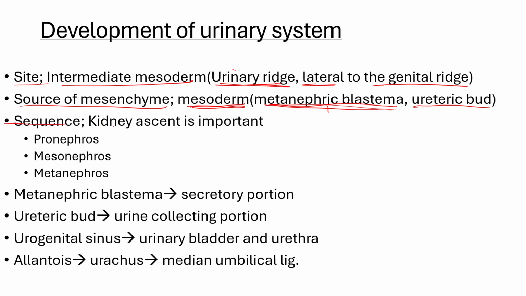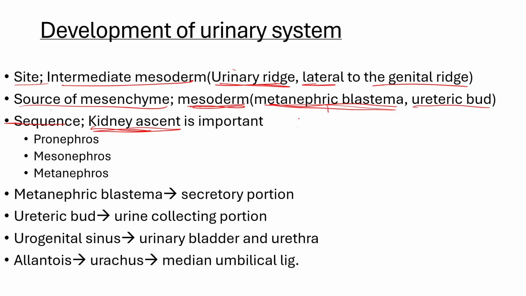What is the sequence? Now, the most important sequence here is kidney ascent. So the metanephric blastema is initially in the pelvis, okay? But that kidney has to ascend for it to be located in the lumbar region, which is the definitive position. But remember what I said, you have 3 kidney systems. Pronephrons, 7 in number, do not have a renal corpuscle, found in the cervical region, appear in the 4th week of development, regress by the 5th week. They just stay 1 week.